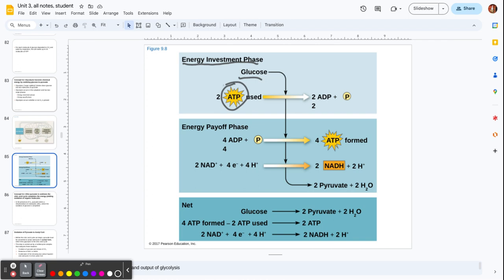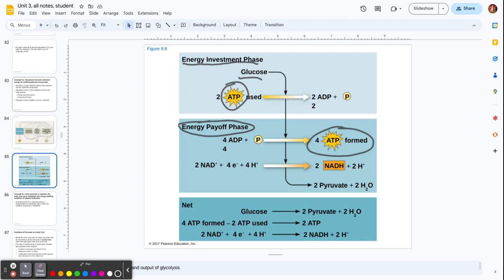Now, this is the investment, but this is our outcome. Our outcome after all of those reactions is that we create 4 ATPs. Woohoo! 4 ATPs. How many did we use? 2. So we actually only made 2 ATPs. Wah, wah, wah. Yeah, that's the whole lot of nothing. There are some organisms that all they do is glycolysis. So this is it. That's all I got.